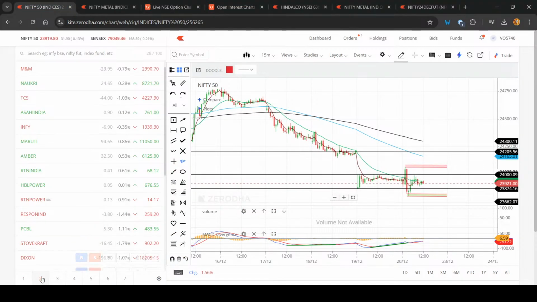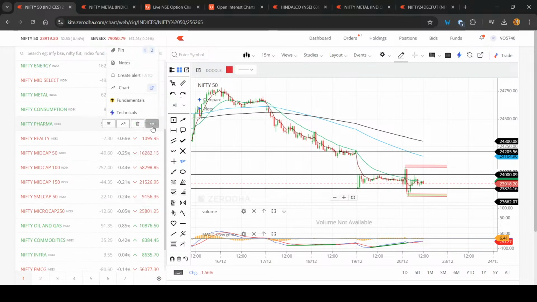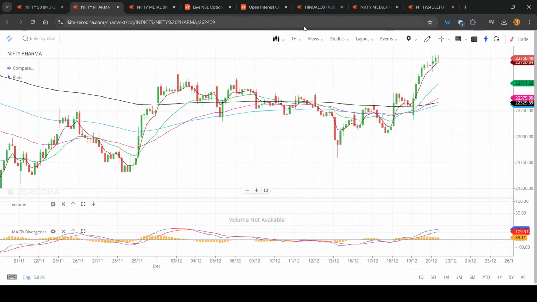Pharma, somebody said pharma. Let's discuss what pharma is doing. So pharma is also bullish. Pharma stocks are already quite in bullish territory.